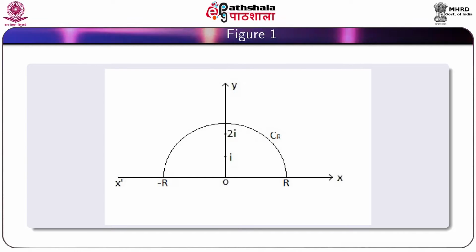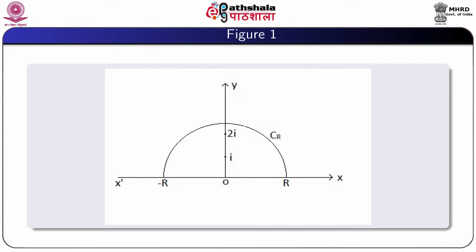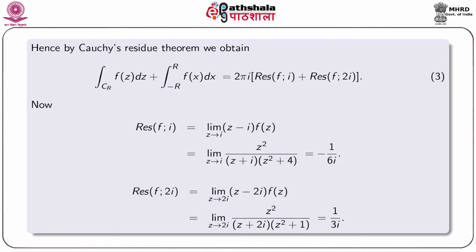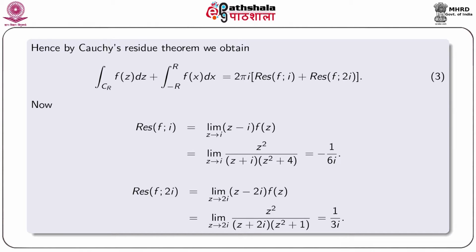So this is the figure. Here C_R is the semicircle where the center is the origin, the radius is R and imaginary part of z is greater or equal to 0. Obviously, i and 2i lie inside C_R. So therefore, by Cauchy residue theorem, we have the integral over C_R of f(z) dz plus the integral from −R to R of f(x) dx is equal to 2πi times [residue of f at i plus residue of f at 2i].